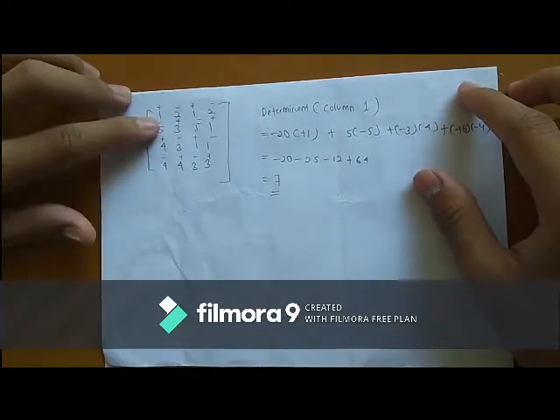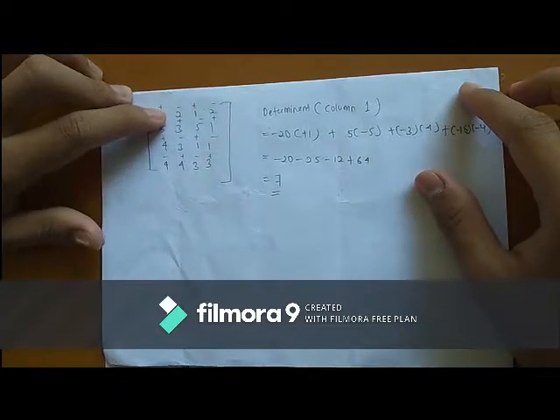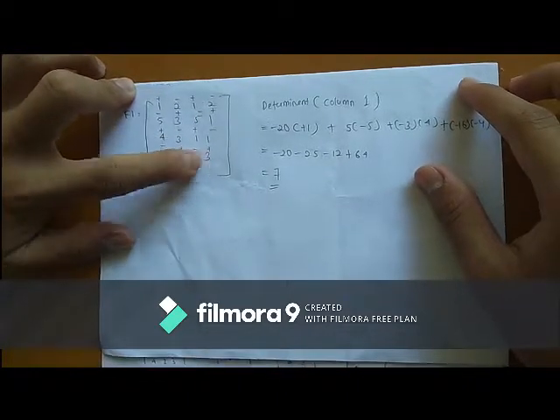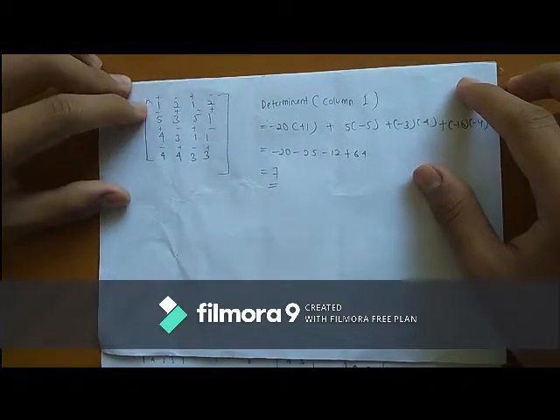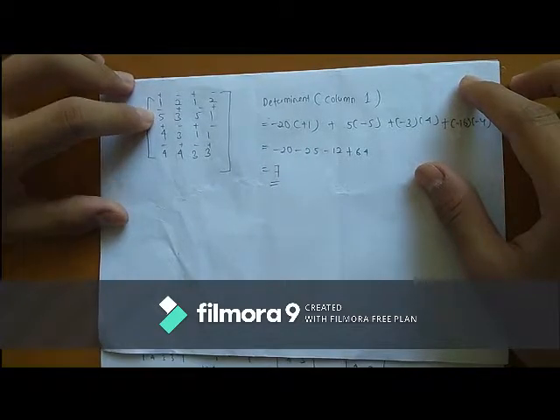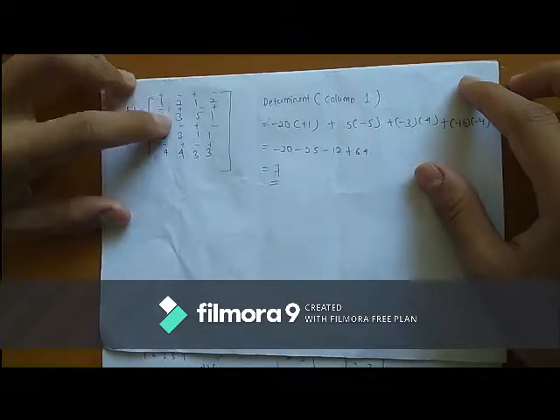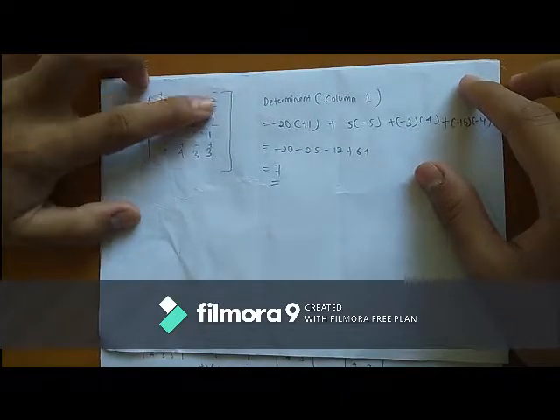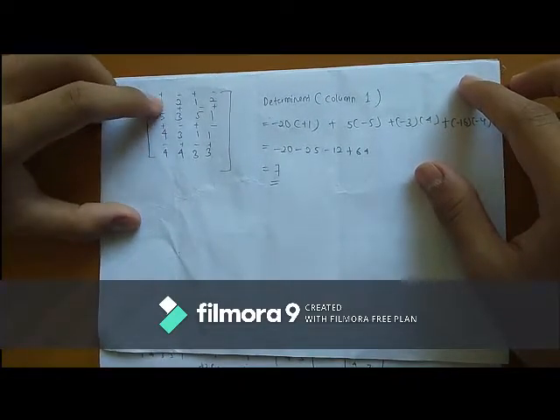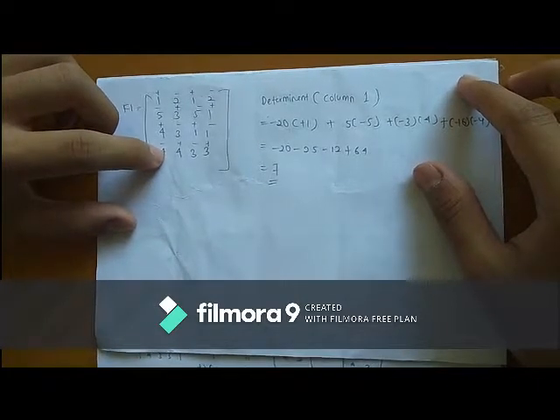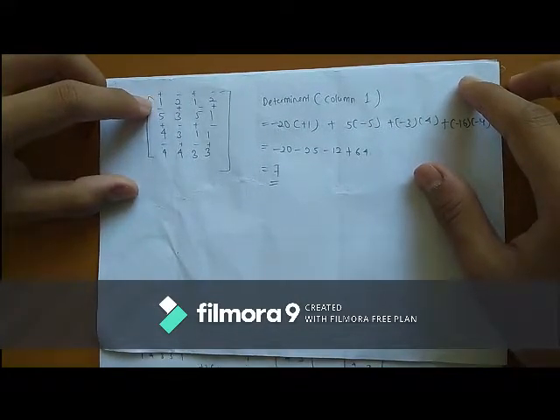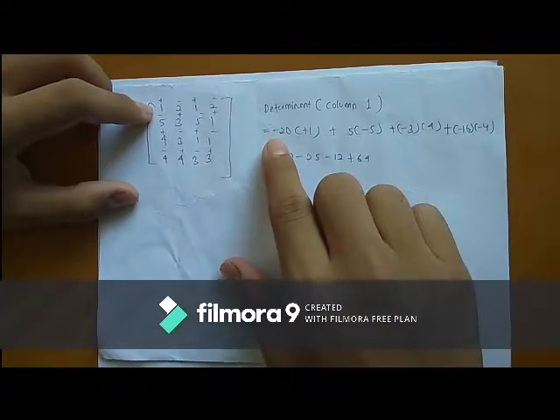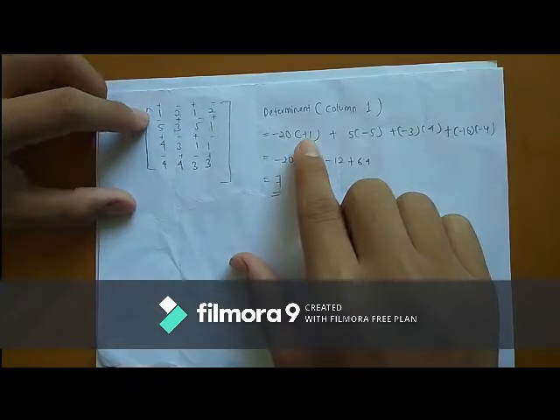First of all, we put the positive and negative sign for each number in the matrix, and we are trying to find the determinant by selecting column 1. We cross out the numbers for each entry in column 1, and for row 1 and column 1 we have negative 20 times the number that was crossed out.